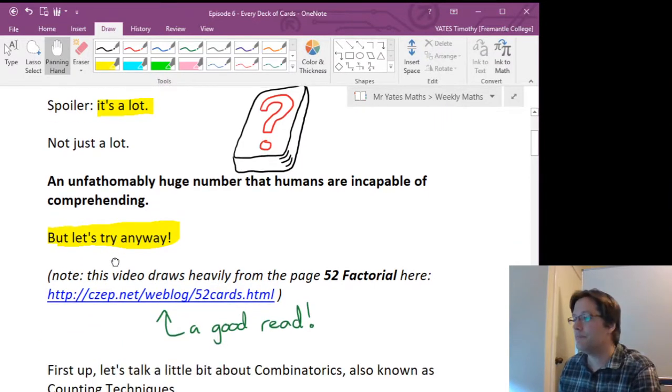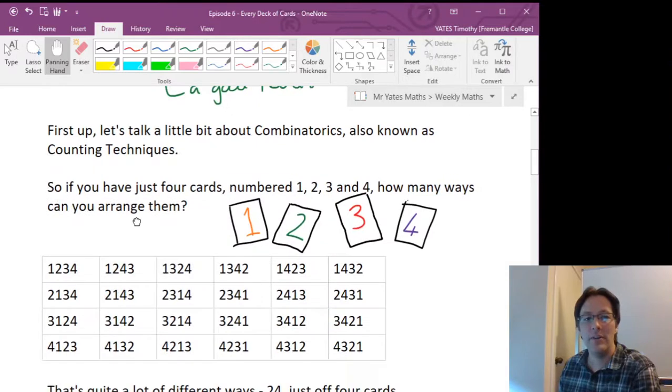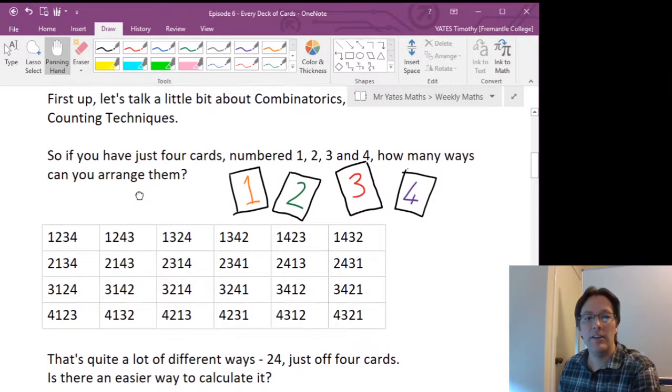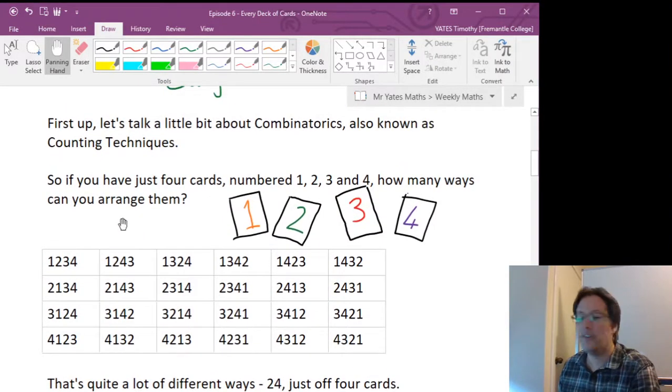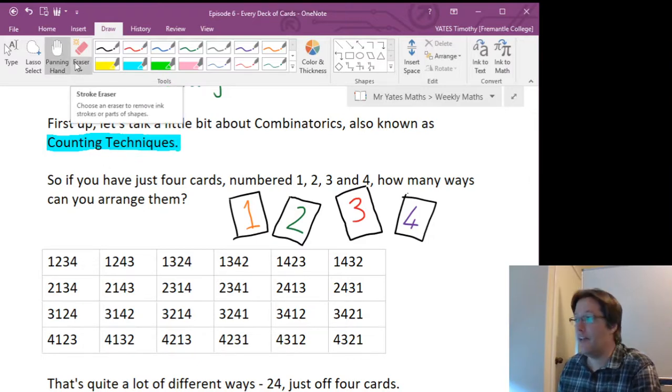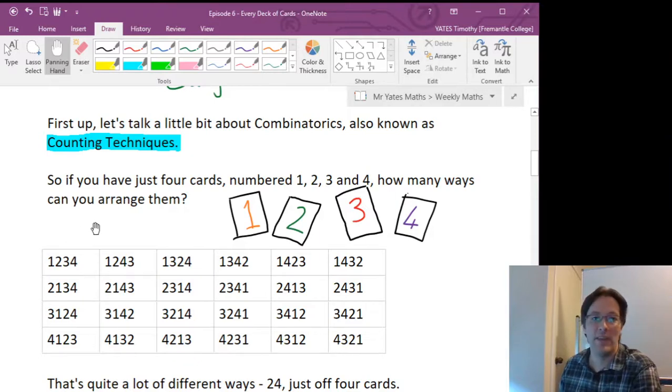Anyway, let's go. So first up, we're going to be talking a little bit about combinatorics. That's a fancy sounding word for something that sounds a whole lot less fancy, which is counting techniques. That may sound like a really mundane sort of thing to be learning about in maths, but it's actually quite fascinating and underpins a lot of probability, especially that involved in things like cards. So let's get into it.